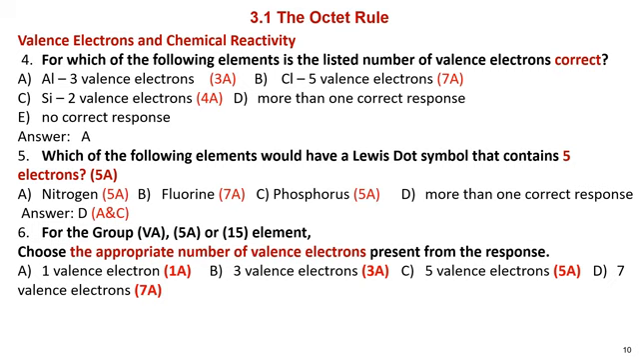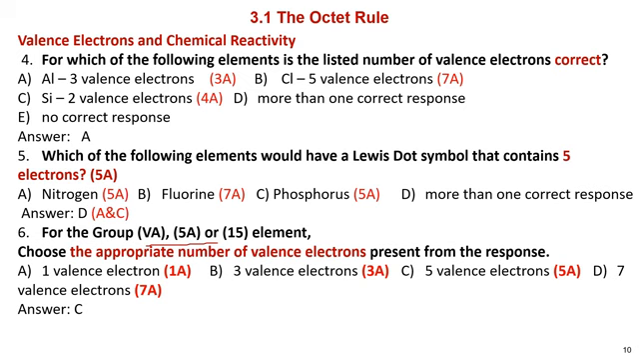Choose the appropriate number of valence electrons. 1A is 1 electron, that's correct. 3A is 3 electrons. 5A is 5. 7A is 7. This is for group 5A. The answer is C. 5A has 5 valence electrons.